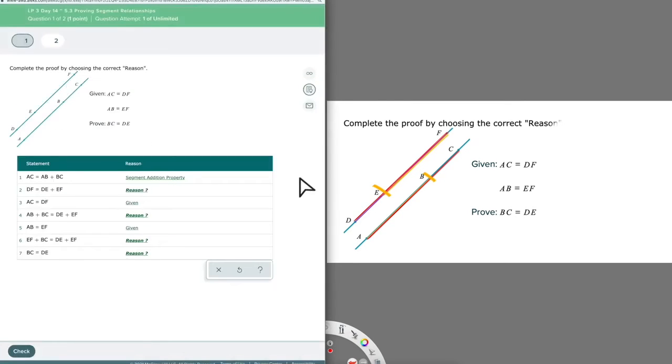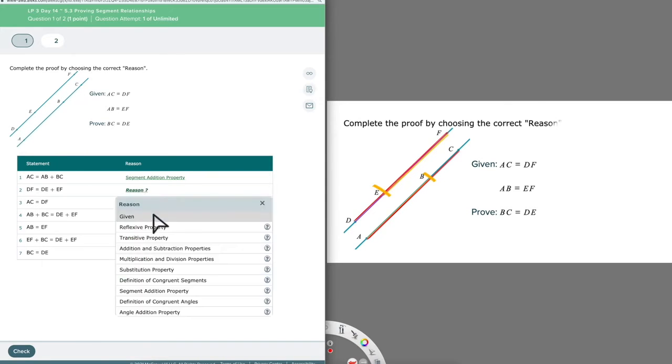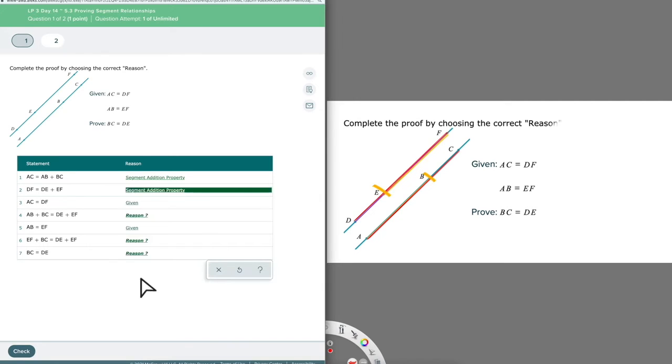So, yeah, I didn't really like the definition there of segment addition property, but it just means if I have 2 pieces of segment, I can add them together. So now they're doing the same thing for DF. I have the whole thing is equal to DE plus EF. So this is, again, segment addition. I'm adding 2 segments together to get the whole. So if it was 2 angles, it would be angle addition. The second one we already know is given.